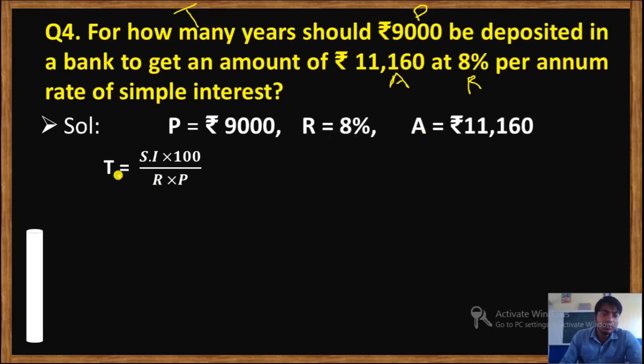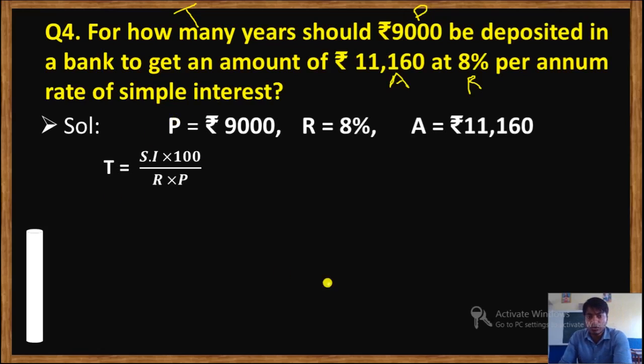So you know very well the formula to find time: time equals simple interest into 100 by rate into principal, okay. So we have rate and principal, but we don't have simple interest. So in this question we first need to find simple interest. Now how to find simple interest when you have amount and principal?